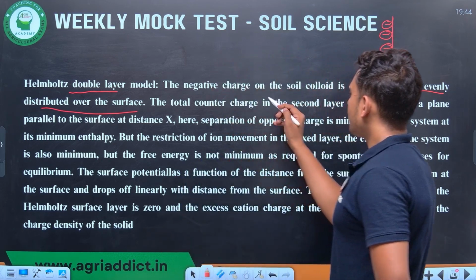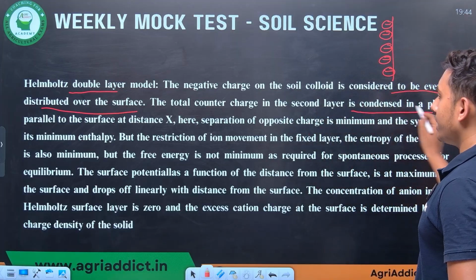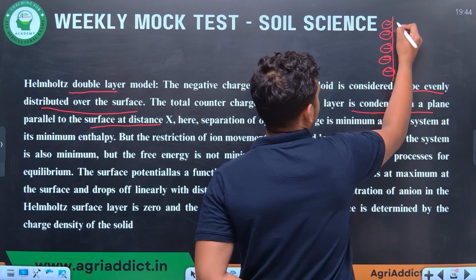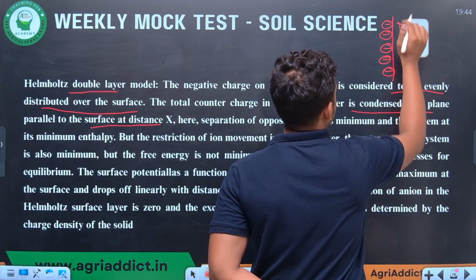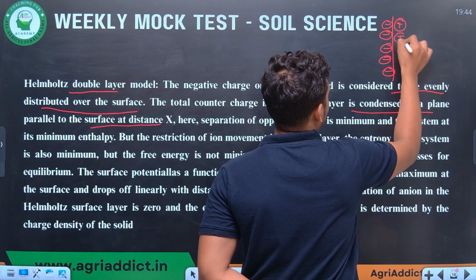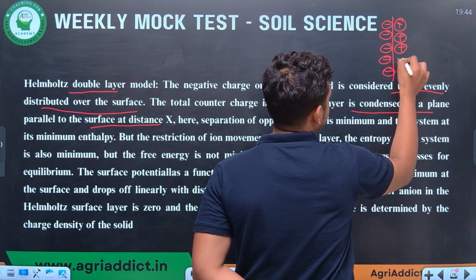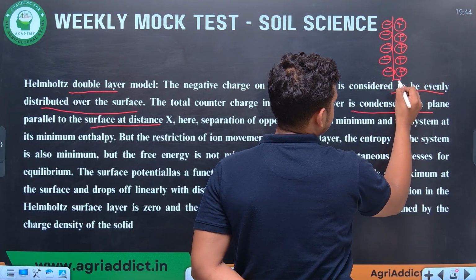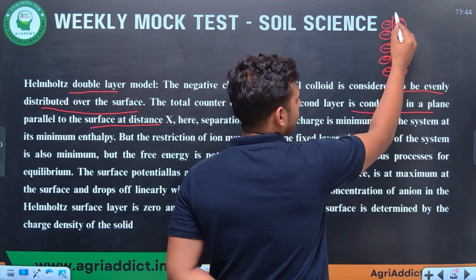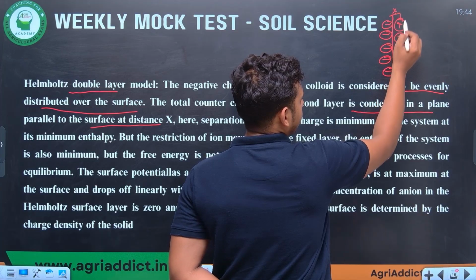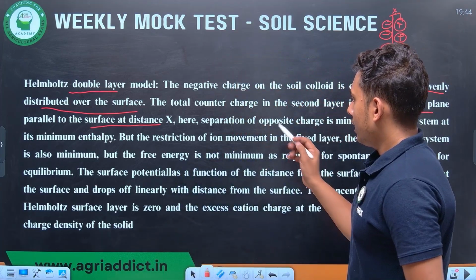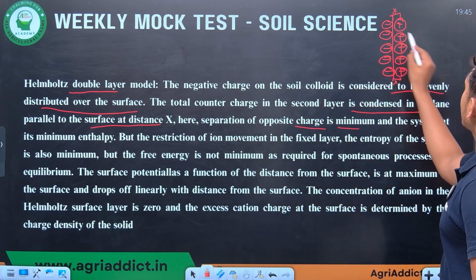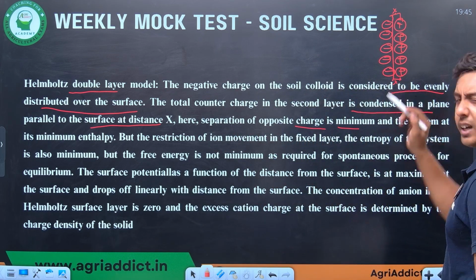Then the total counter charge in the second layer is condensed in a plane parallel to the surface at a distance x. So the counter charges, the positive charges, are condensed. That means they are very near to the surface, at a distance x, which is small. Here the separation of the opposite charges is minimum, that is, x is very small.